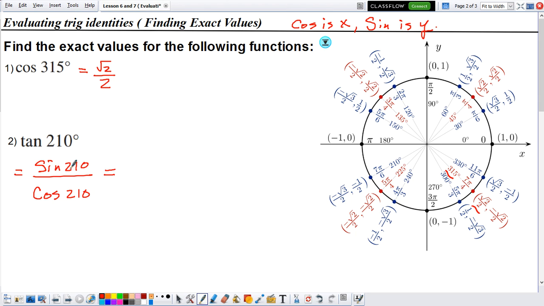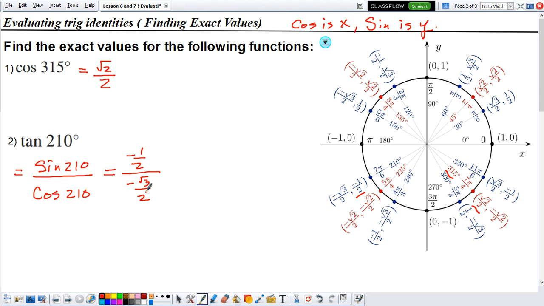So what's the sine of 210? Well, let's look at 210. Here it is. Remember that sine is y. So the sine of 210 is negative 1/2. So now we have negative 1/2 divided by cosine of 210. Here's 210. I want the cosine, so that's negative square root of 3 over 2. So now we have this. Notice that a negative divided by a negative becomes a positive. Well, that's okay, but this is not your final answer; you need to simplify this.